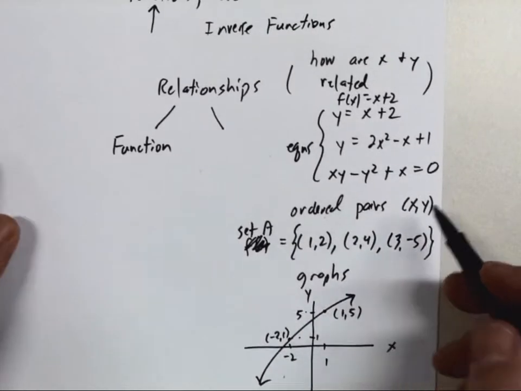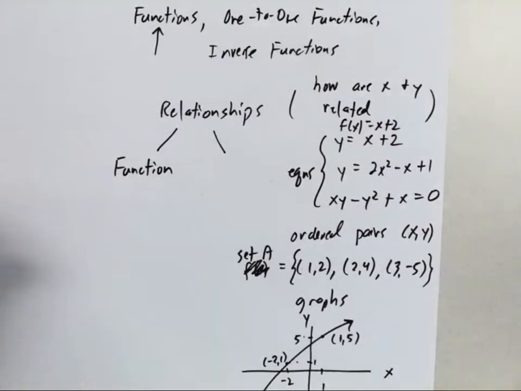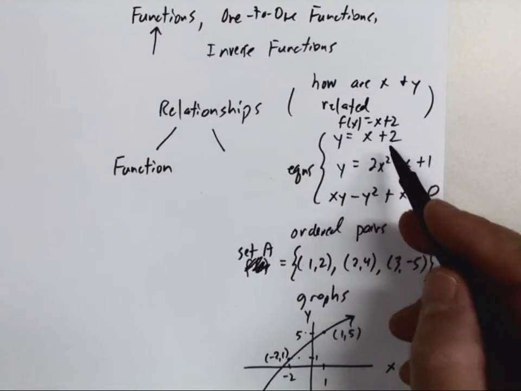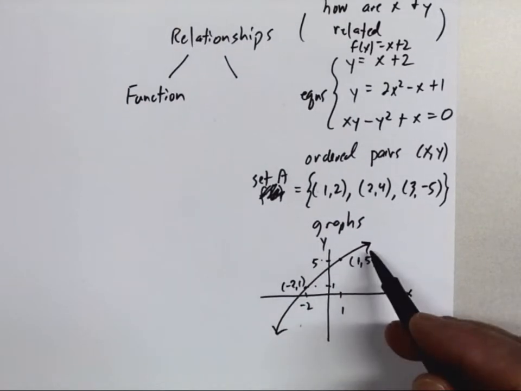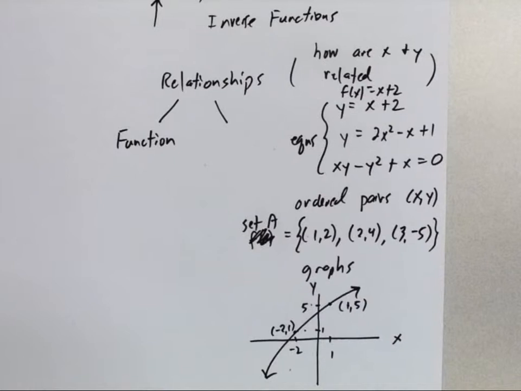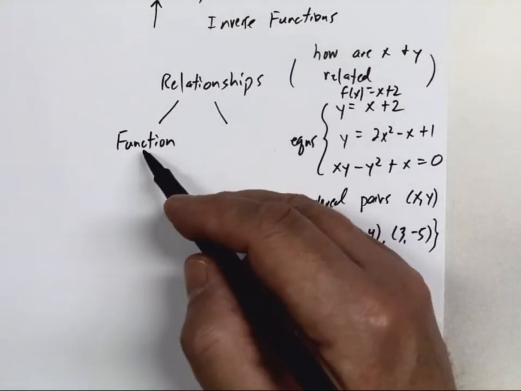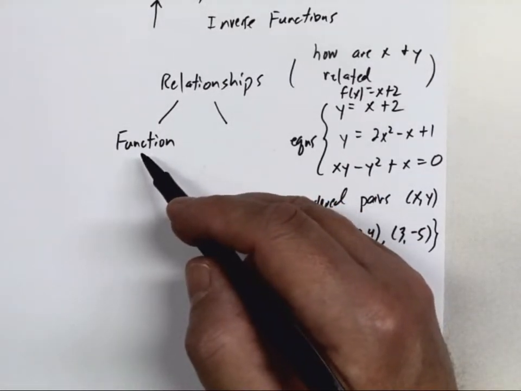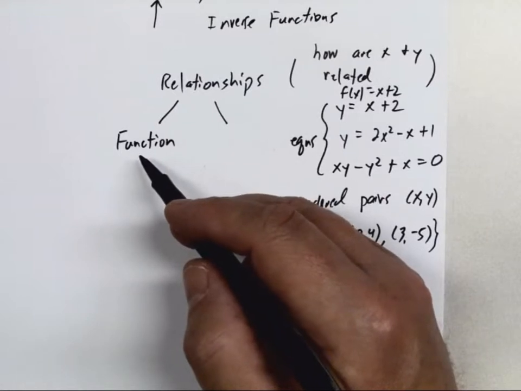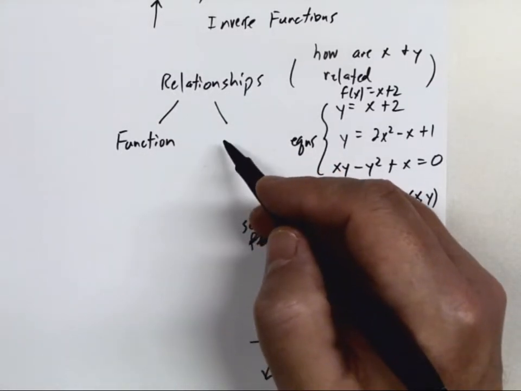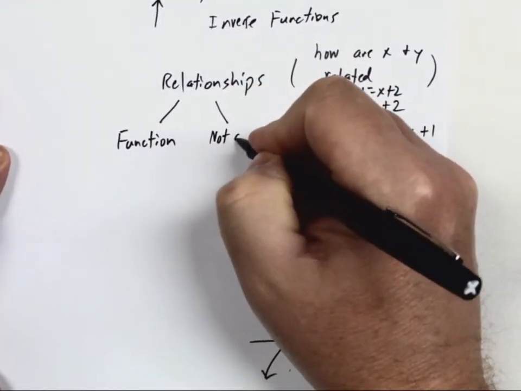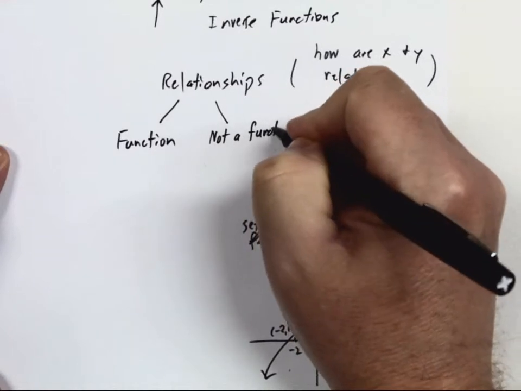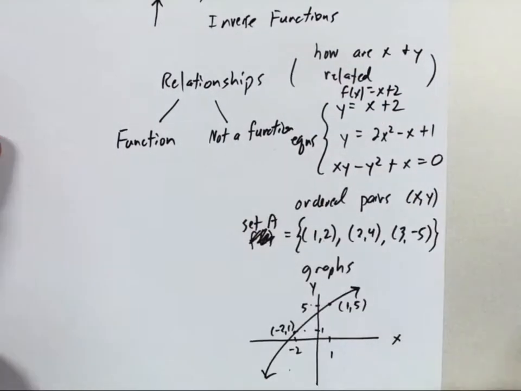All right, so now that we have an idea about relationships, anytime we're given a relationship, say we're given this equation, say we're given this set of ordered pairs, say we're given this graph, any kind of relationship, the question is, is that relationship a function? And in a minute, I'm going to tell you how to determine whether it's a function. What happens if it's not a function? What do we call that? Well, there's actually no fancy word. It's just not a function.